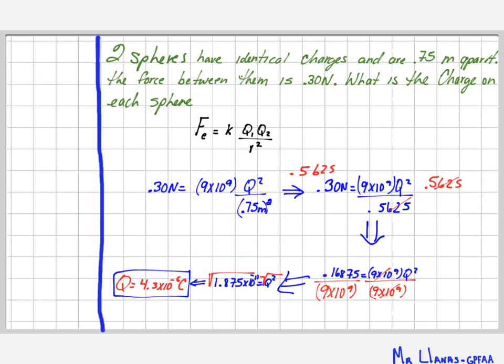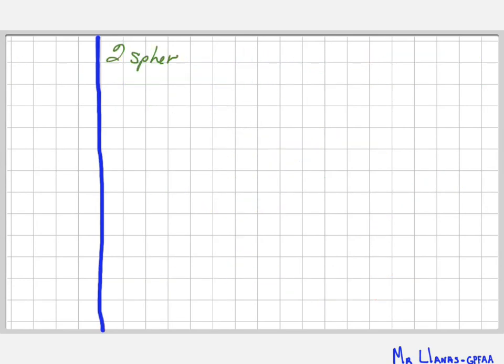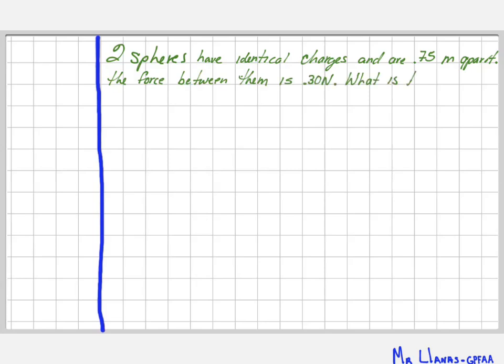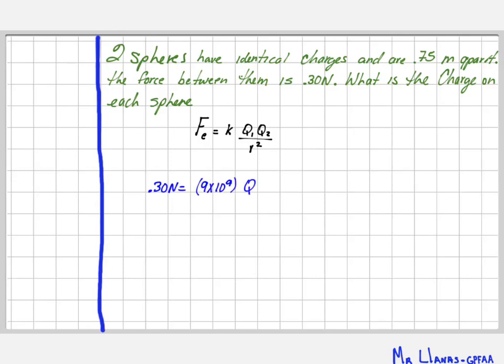The other example would be this one. It says two spheres have identical charges and are 0.75 meters apart. The force between them is 0.30 newtons. What is the charge on each sphere? Well, we know the equation that we're going to use is that one, so we can go ahead and plug in the numbers. We don't know the charge.